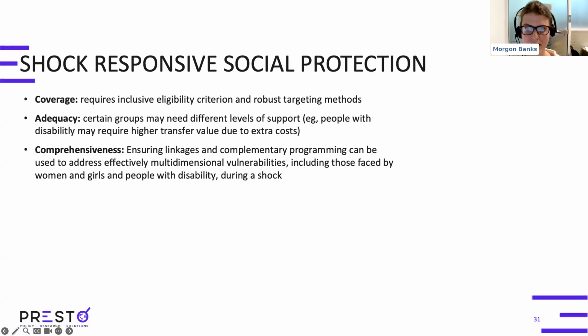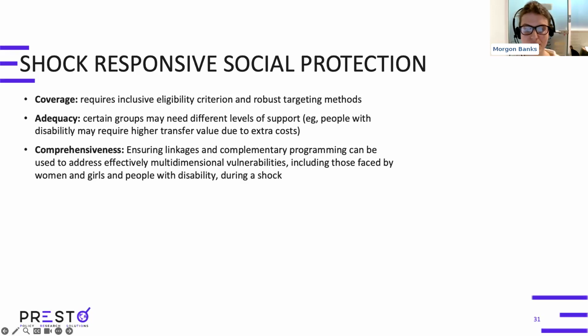Programs that are intended to address shocks need to have inclusive criteria to ensure that they are adequately reaching women and girls and people with disabilities, eliminating barriers to registration and considering their increased risk and so increased need for programs. Programs may also need to adapt so that they are adequate for different groups. For example, people with disabilities may need a higher amount as they are also dealing with extra costs that people without disabilities may not.